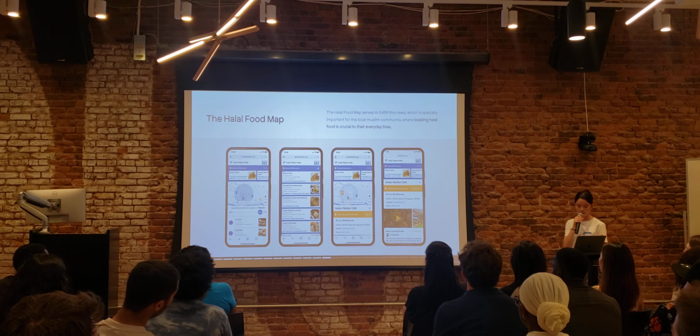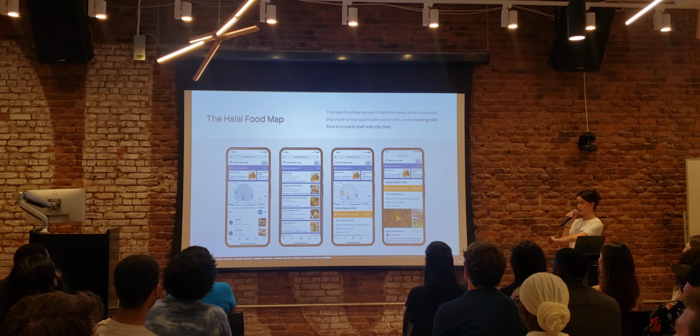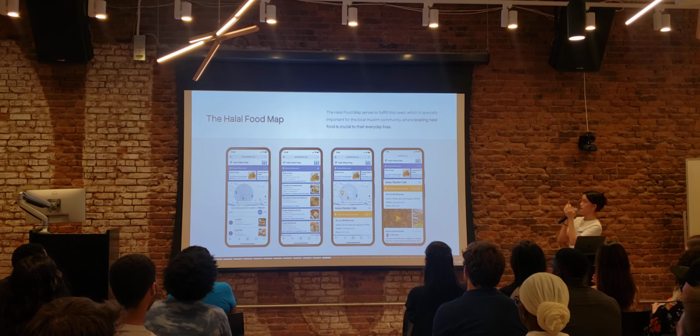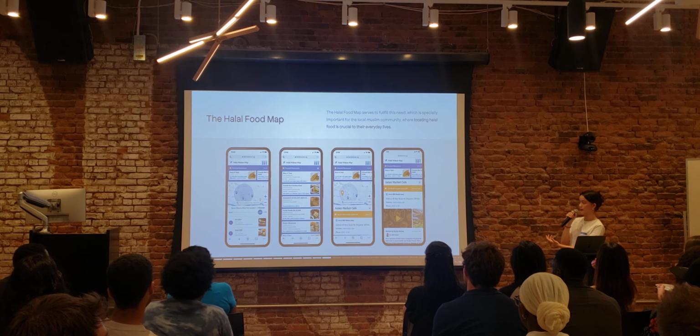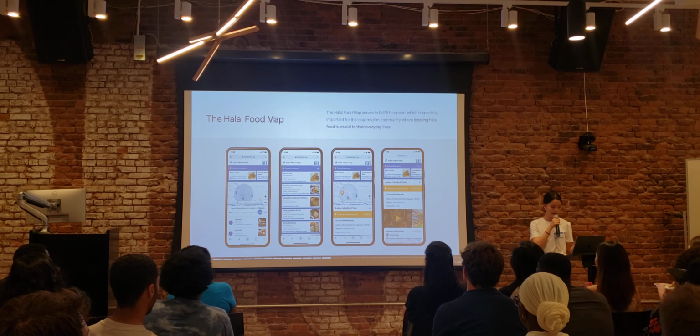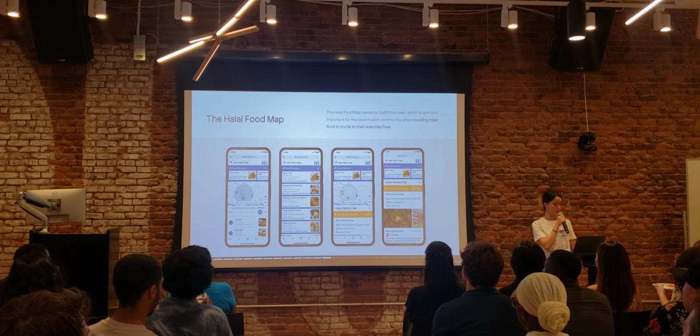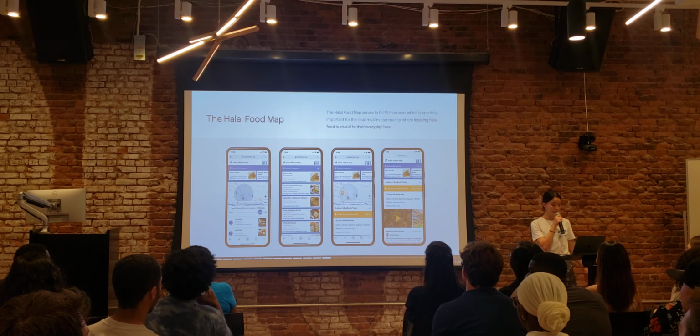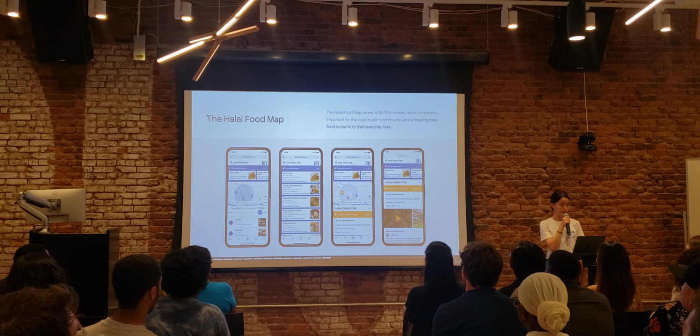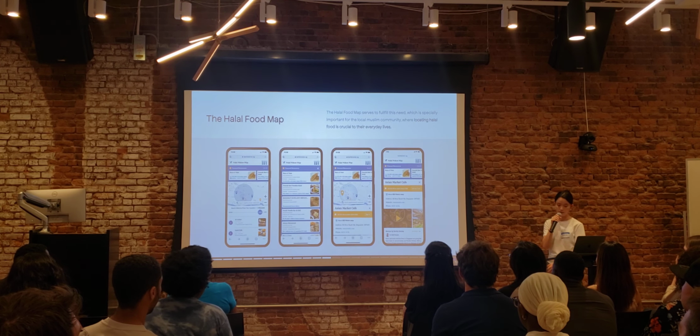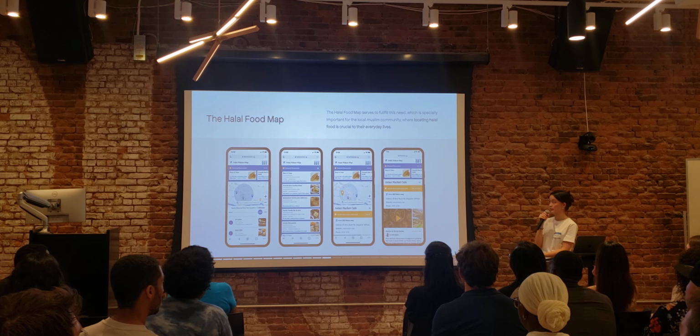What this entails is for users or anybody to find and locate halal food easily around the area. You go by distance, and you can also look at any local deals around your area. This fulfills the need of our local Muslim community, where halal food is really essential to their everyday lives.